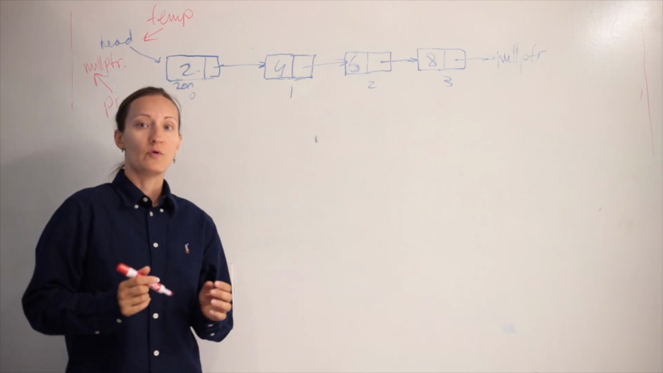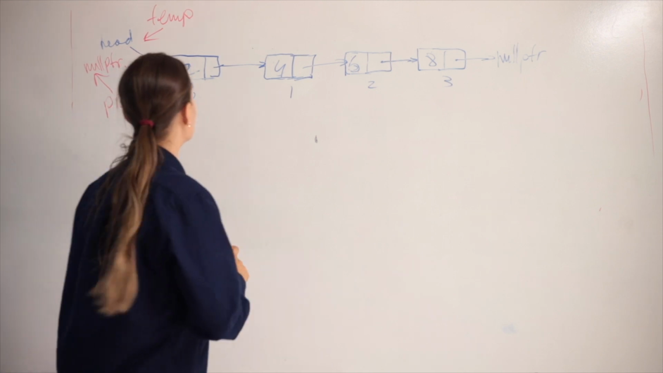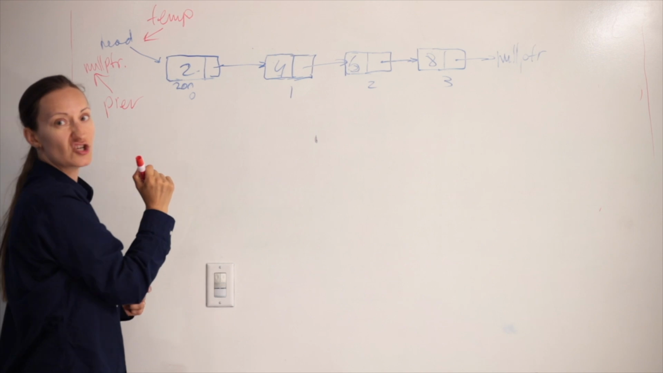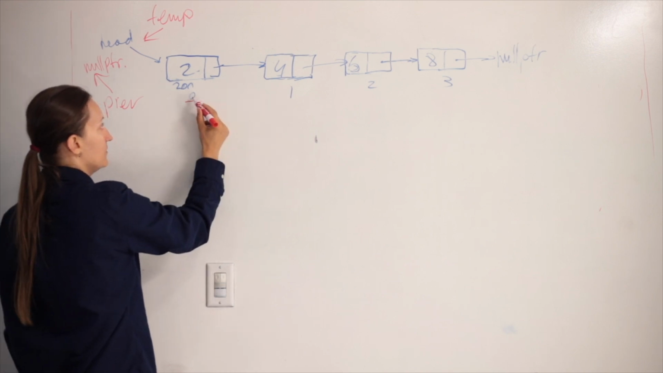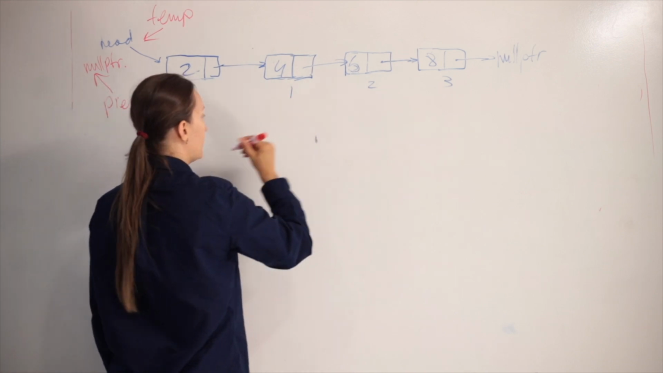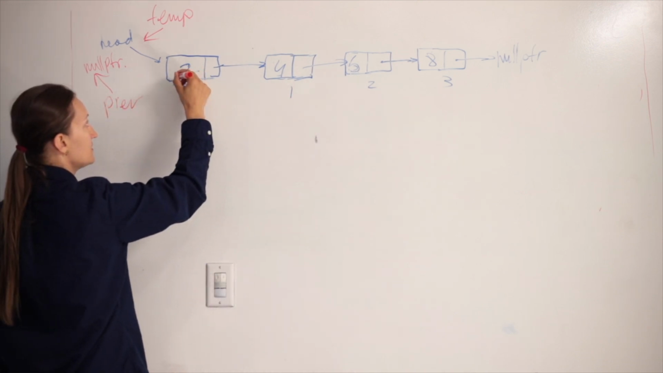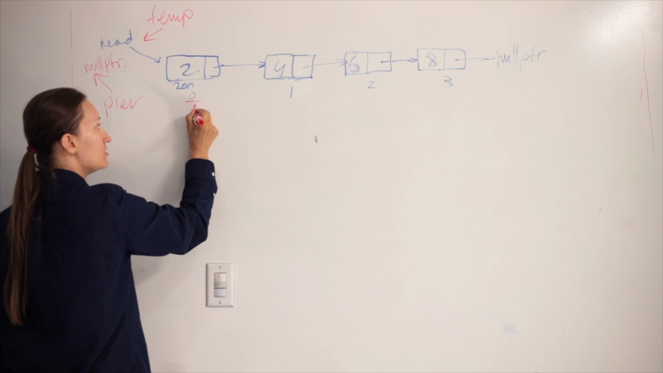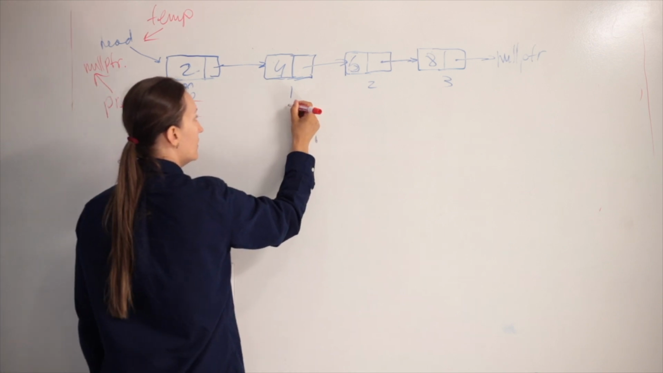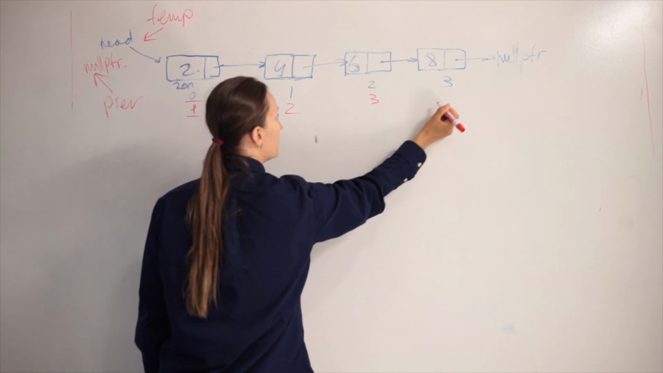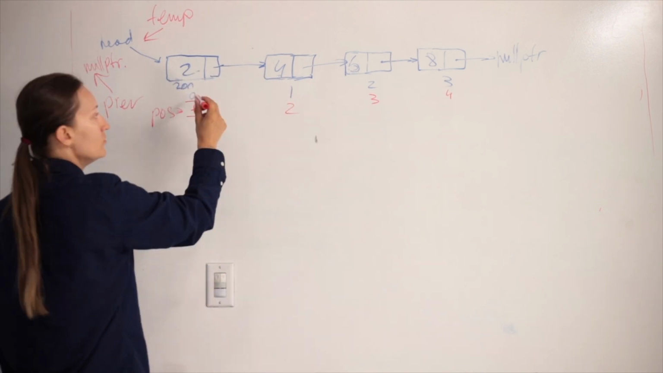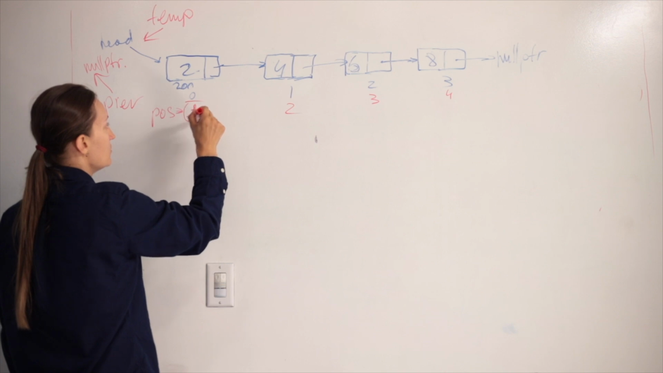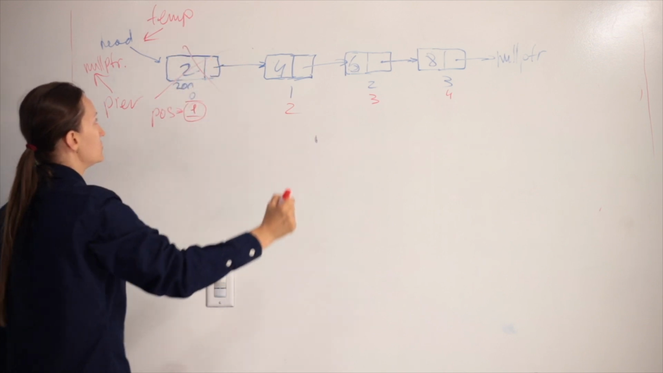Let's imagine we want to delete the first node from our list at position 1. So this is the index of our list: 0, 1, 2, 3. What about the position? This is the first node and this position in the list is 1. This is position 2, 3, 4. And we want to delete our first node at position 1. How to delete this node?